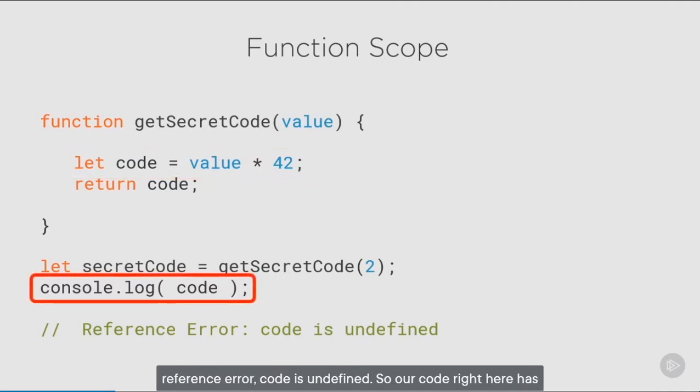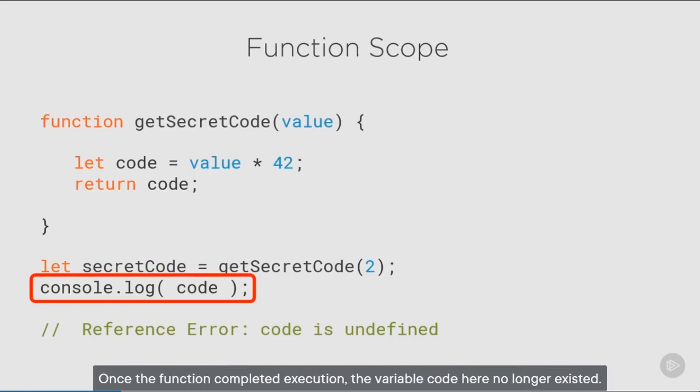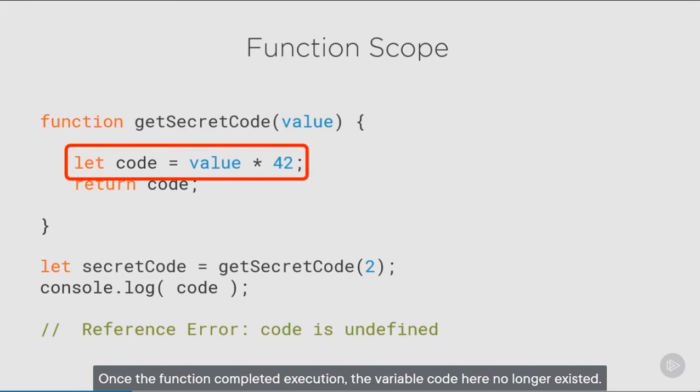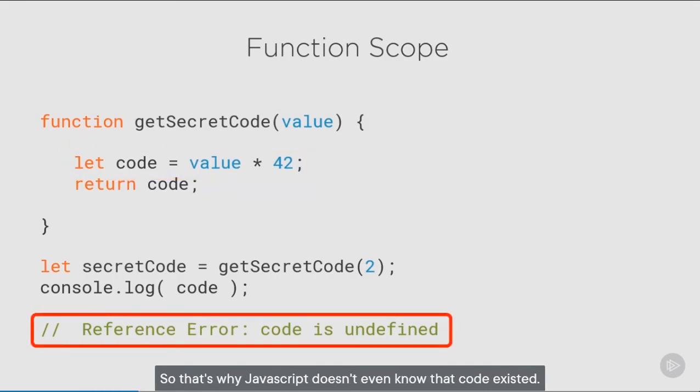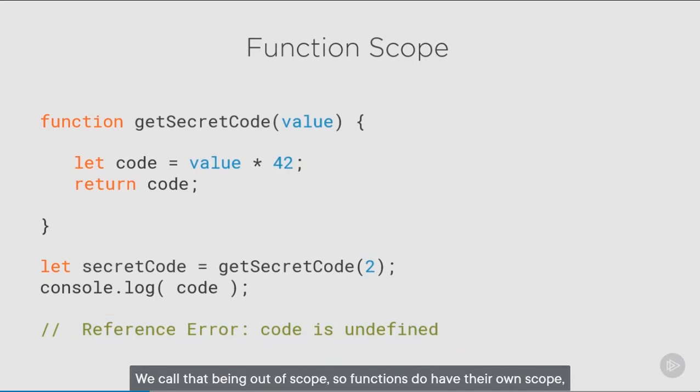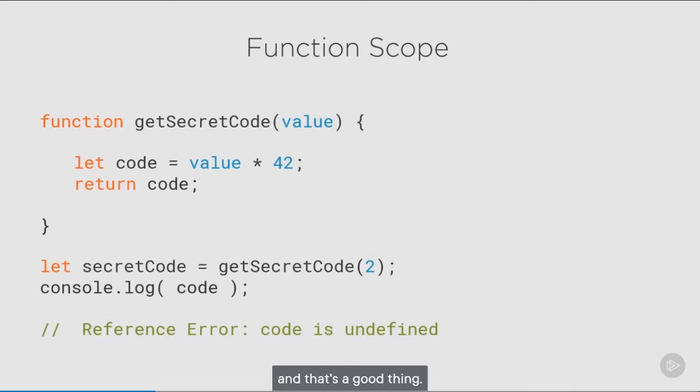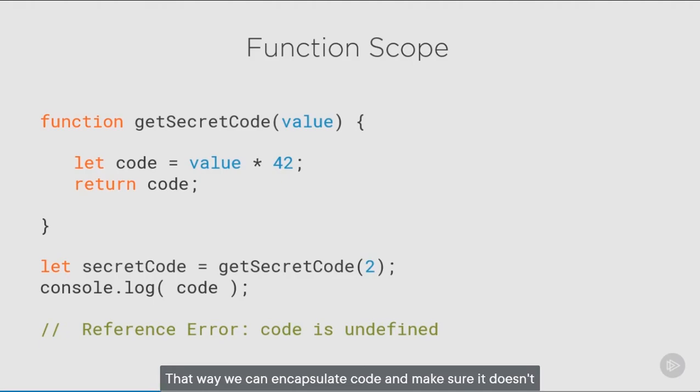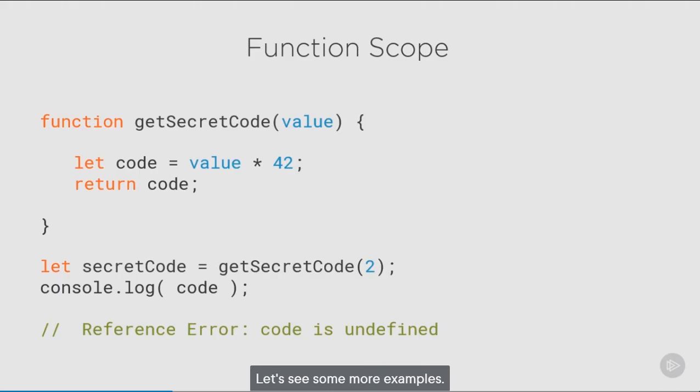Code is undefined. So our code right here has no idea what happened in that function. Once the function completed execution, the variable code here no longer existed. So that's why JavaScript doesn't even know that code existed. We call that being out of scope. So functions do have their own scope, and that's a good thing. That way we can encapsulate code and make sure it doesn't leak out into the surrounding code.